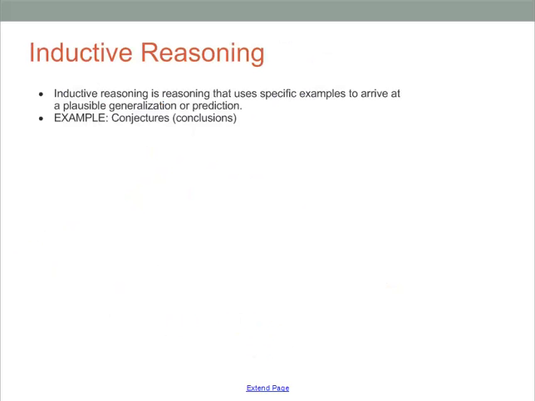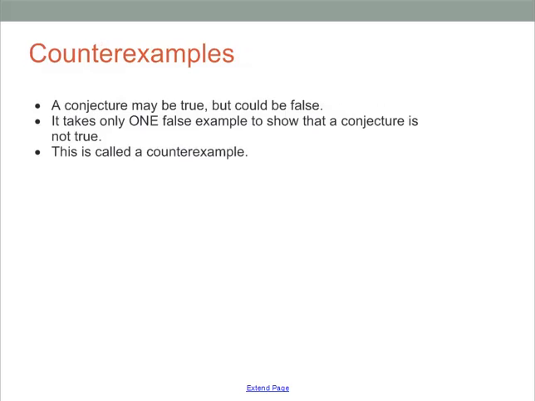Now, inductive reasoning is the process of making a conjecture. You use what you know to come up with a plausible generalization. So you're making a conclusion. The bad thing about that is that sometimes they're false. Conjectures can be false, and we prove that they're false by making one counterexample. If you can draw something that disproves your conjecture, you've created a counterexample.